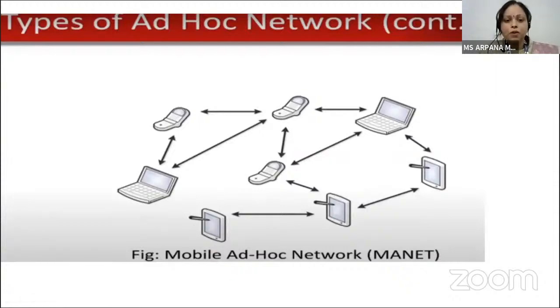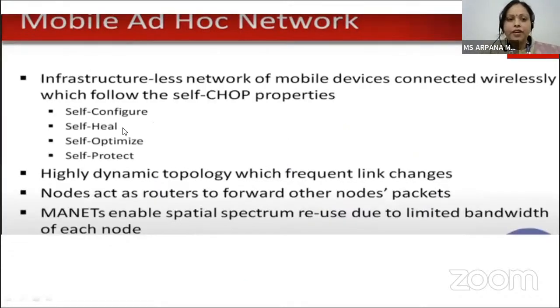Now, types of ad hoc networks, mobile ad hoc networks. As we are discussing, in case of mobile ad hoc networks, all the devices may be stationary or mobile. Means devices may be movable and stationary. A laptop may be a device there. Mobile phones, smartphones, tablets may be devices in case of the mobile ad hoc networks. Infrastructure-less networks of mobile devices connected wirelessly, which follow the self-CHOP properties.